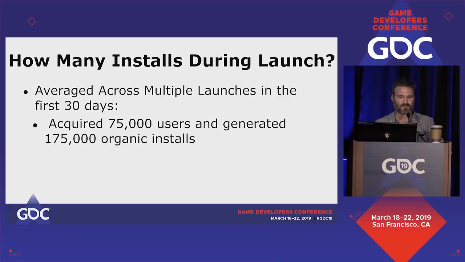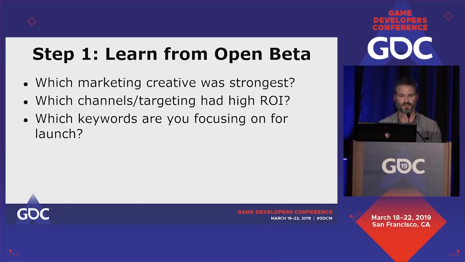How many installs? This is averaged across multiple titles. It acquired 75,000 installs on average, and generated 175,000 installs organically without any feature from Google Play. The cost of those 75,000 installs is obviously variable depending on the strategy that you're using, but you can get that for as low as $25,000 if you're really scrappy with your install sources.